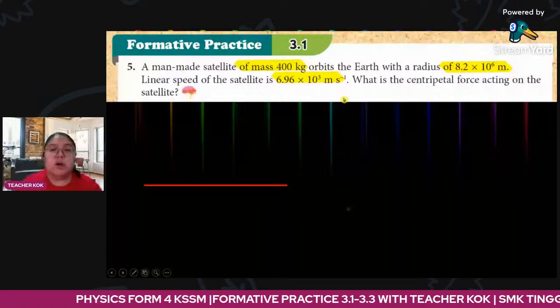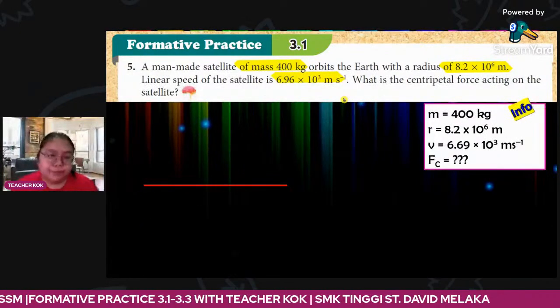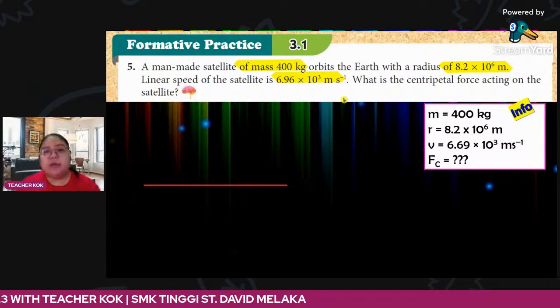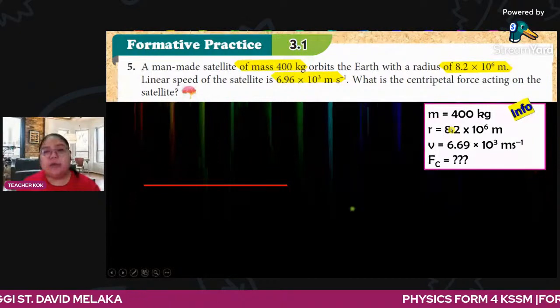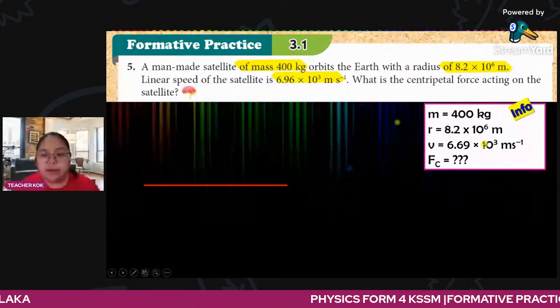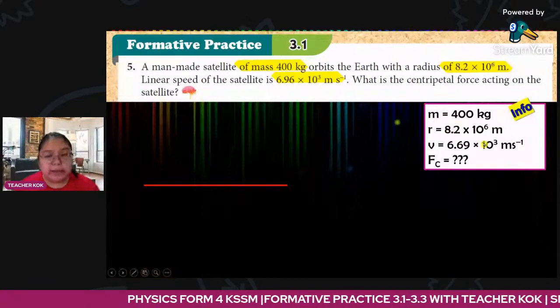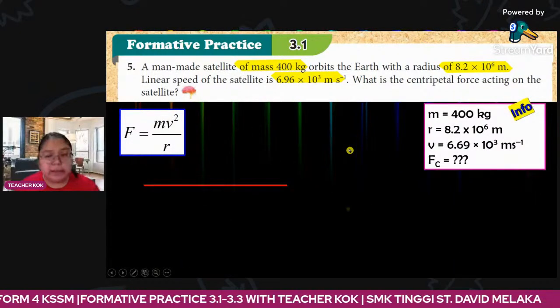The info: we got the mass of the satellite. After that, we got the radius, the orbit radius around the Earth. After that, they got the velocity. They show you the linear speed. Finally, they want the centripetal force. So from here, we take out the formula for centripetal force.